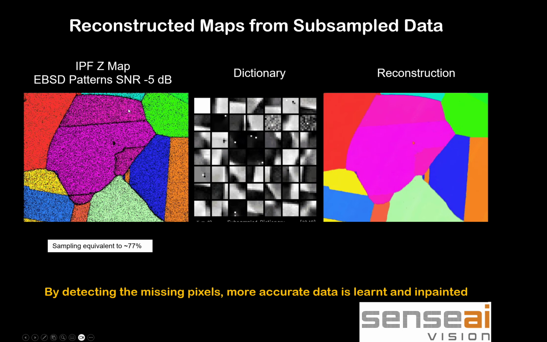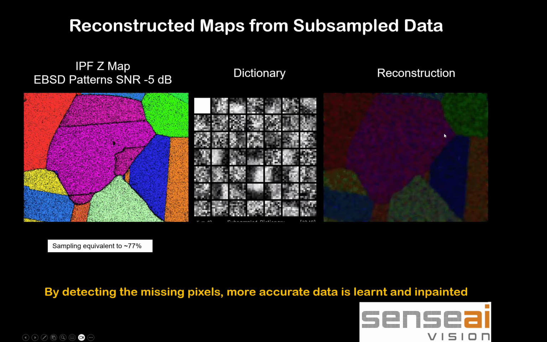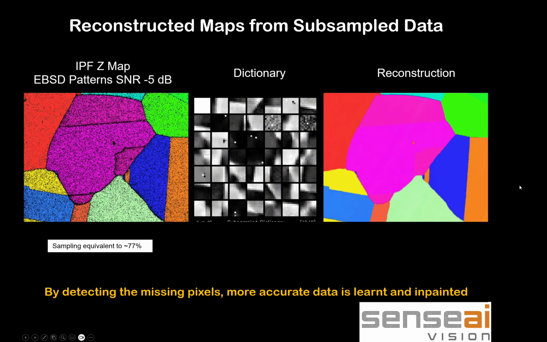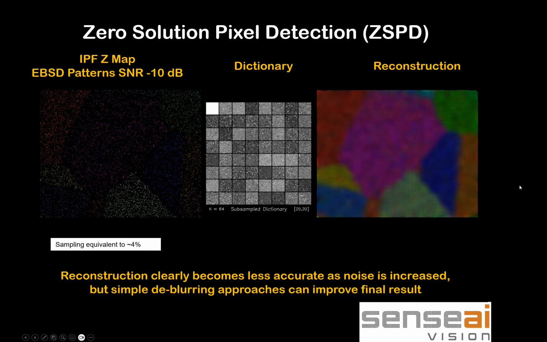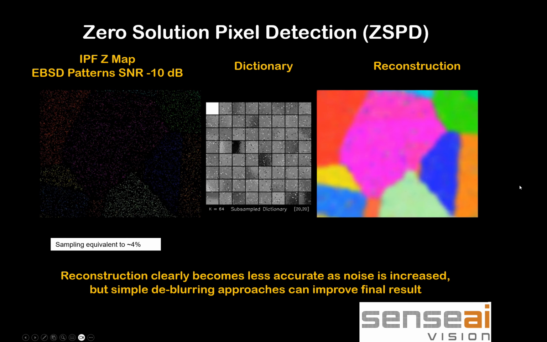Okay, so we can fill in the missing pixels, we know where they are, we can inpaint them, and we can get the reconstruction coming out. Now, let's go to something a little bit more challenging. So this is actually where we've only got 4% of the data.